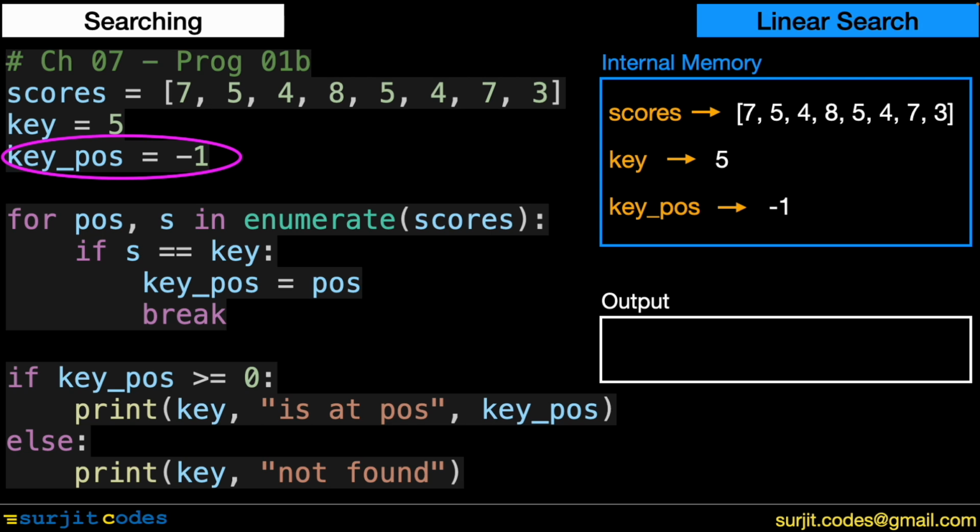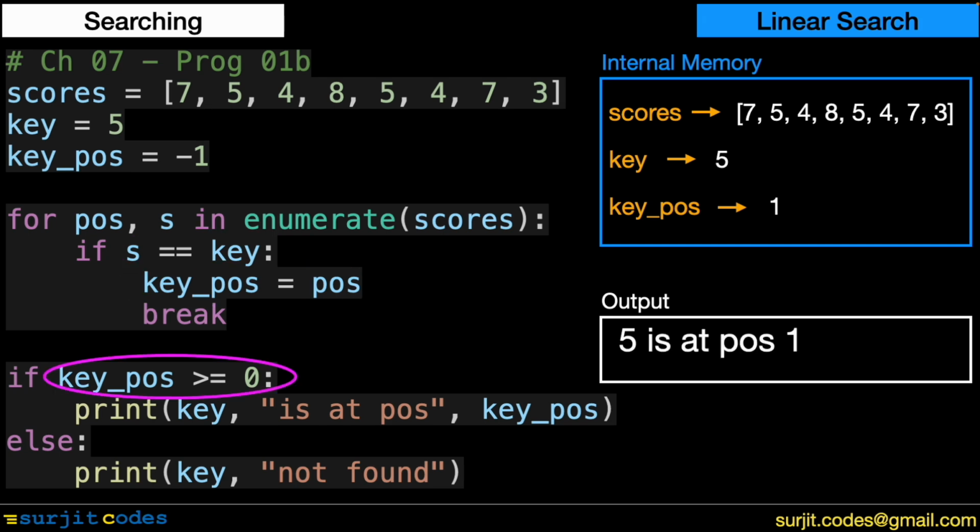If we also want the position of the key, we replace found equal to false by key position equal to -1. Enumerate scores gives the tuple pos and s in each iteration. If s is equal to key, we save its position. At the end of the loop, if key position is no longer -1, we print the position of the key. If the key value occurs more than once in the list, we print its first occurrence.